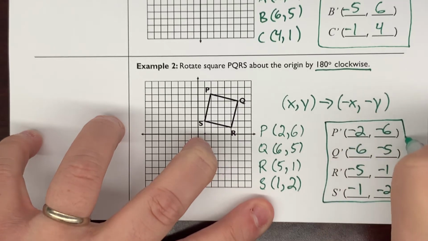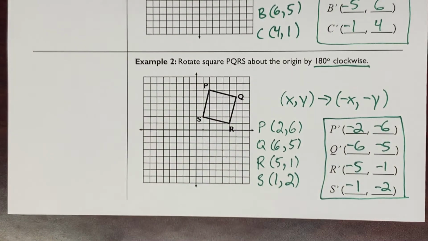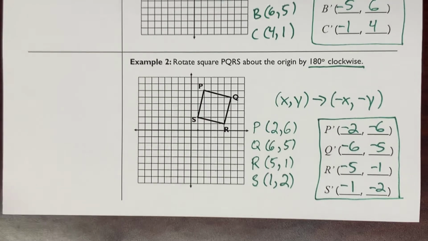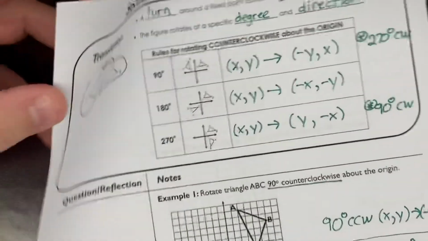Where's our new square located? At those 4 points. The idea of every single one of them is just simply go through and apply the actual rotation formula. It's that simple. All right, so let's take a look at example 3 here.